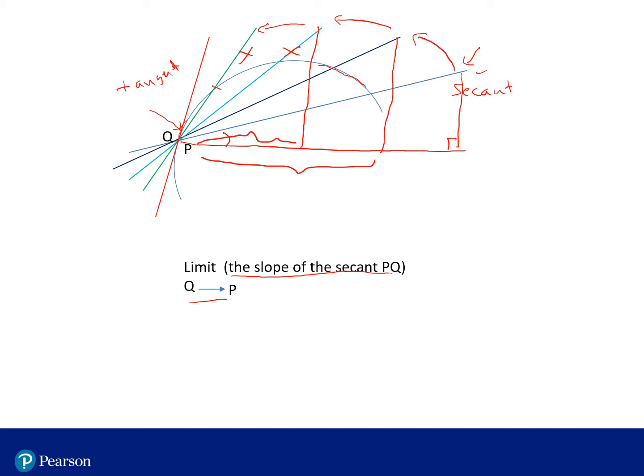And so on. So what we're looking for is the rate of change of slope. To figure it out, we take the limit as Q goes to P of the function that will produce for us the slope of the secant PQ. That's it for this point.